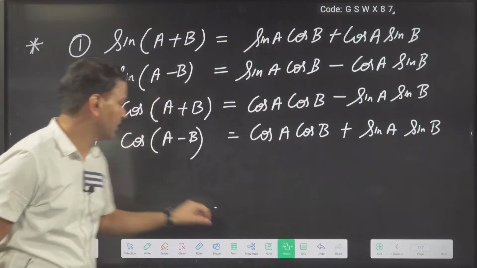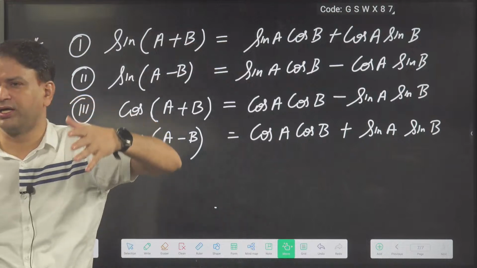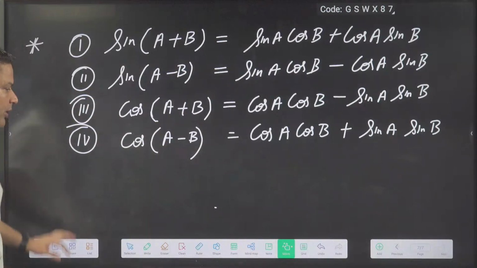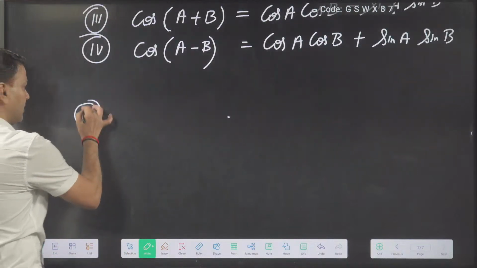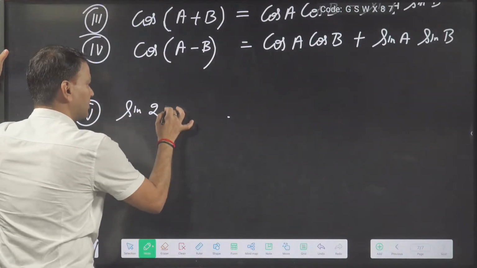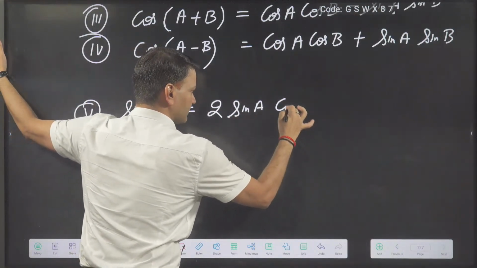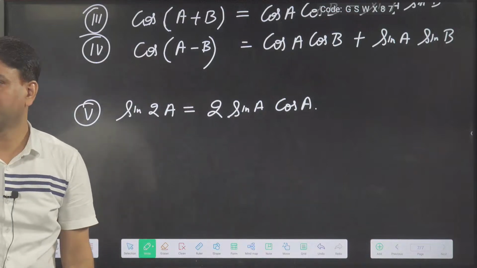Now here, if in the place of B I put A, then I will get sine 2A. Sine 2A, what is the formula? Sine 2A is equal to what? 2 sine A cos A. So 2 sine A cos A.